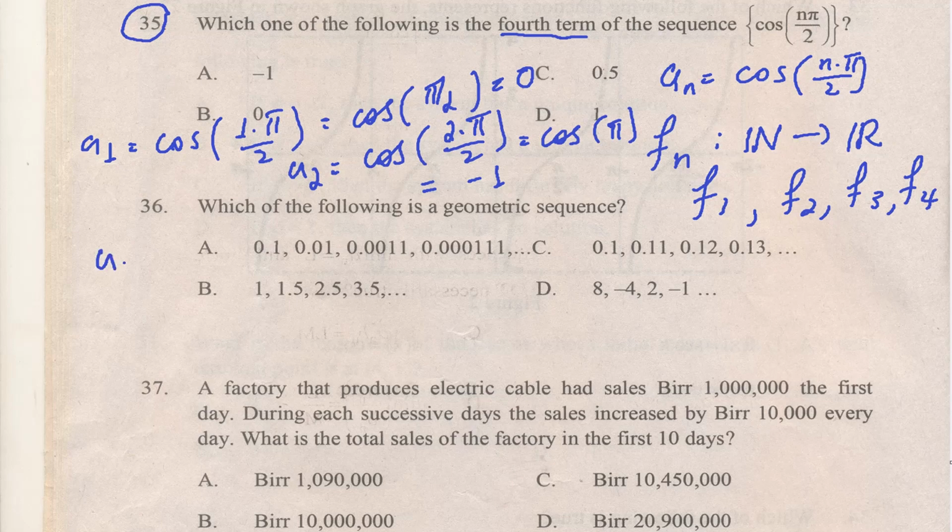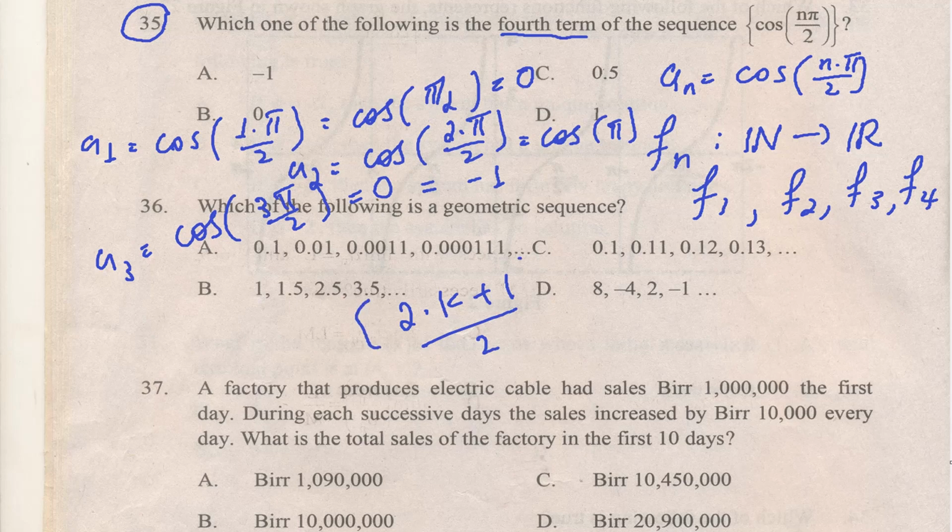Third term a3 will be equal to the cosine of 3 pi over 2. And this is also 0, because cosine is 0 when the angle is 2 times some integer k plus 1 divided by 2 times pi, that is, an odd number divided by 2 times pi.